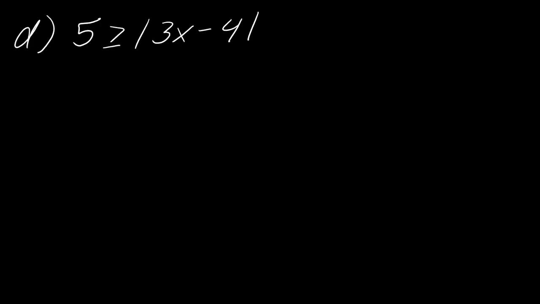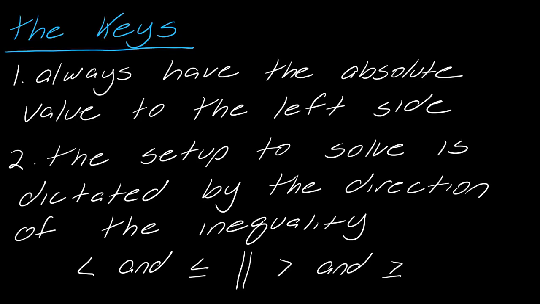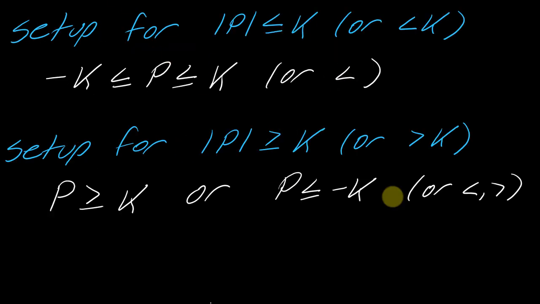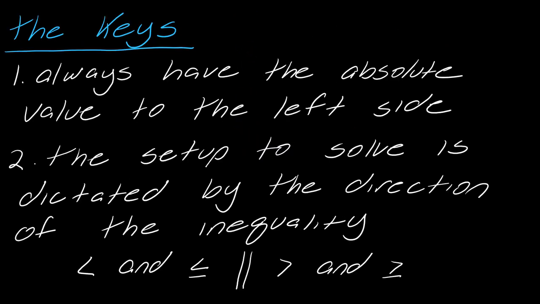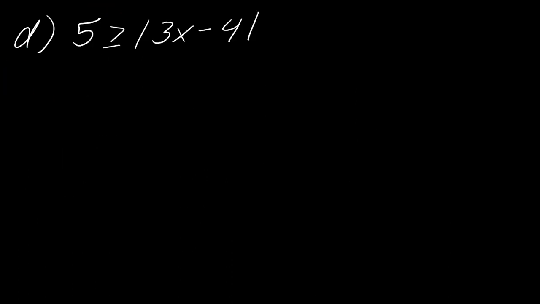All right, plot twist. So now I have 5 is greater than or equal to absolute value of 3x minus 4. Remember, one of our keys was that you have to have the absolute value on the left side, because if you don't, it messes up the setup, because these setups are so literal that we even have the absolute value on the left side. So I need to rewrite this problem to ensure that the first key is being checked off.